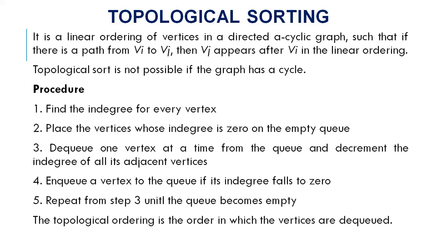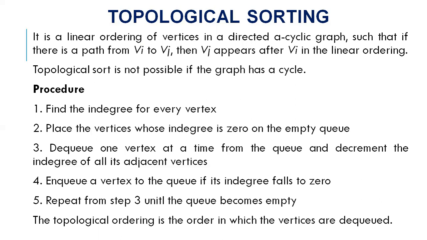Next we move on to the procedure or algorithm for how to perform topological sorting. In step 1, find out the in degree for every vertex. If we have a graph G equal to (V, E), that is a combination of a set of vertices and edges, all the vertices or nodes represent entities. First of all we have to find out the in degree of every vertex. So we should know the meaning of in degree and out degree.